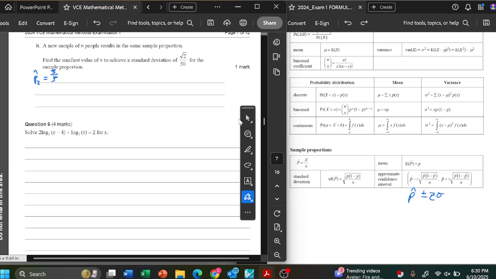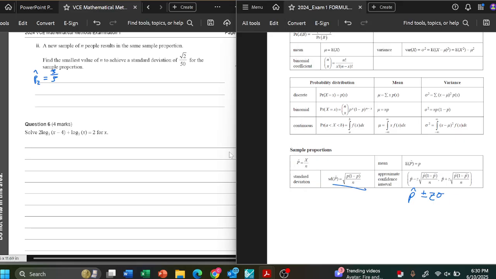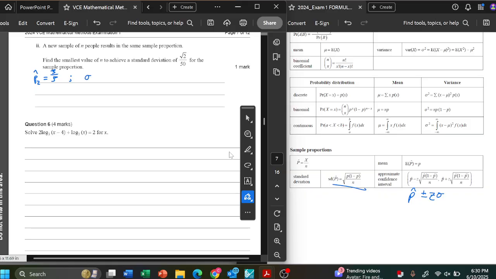We want to find the smallest value of n to achieve a standard deviation of root 2 over 50. Standard deviation, so that's this formula here. Once again, it's the same one. That is the standard deviation of sample proportion 2. So sigma of p hat 2 is equal to root 2 over 50, and that's equal to the square root of 3 over 5 times 2 over 5, over n, and we don't know what n is. So we're trying to figure out what is the n that gives us this answer.